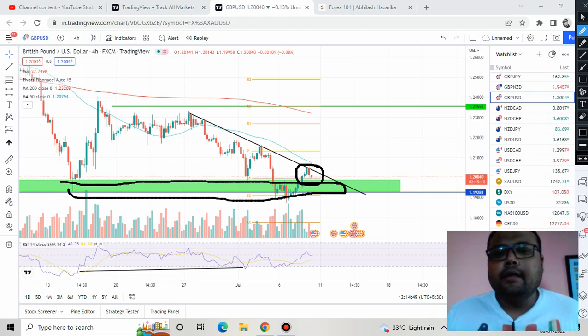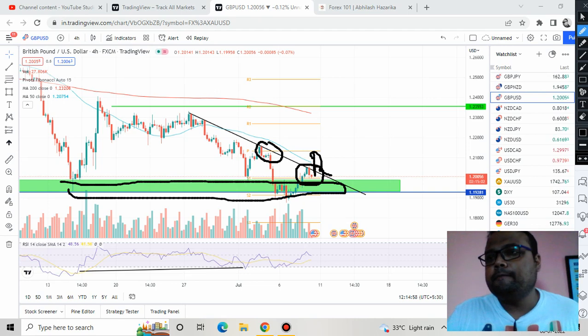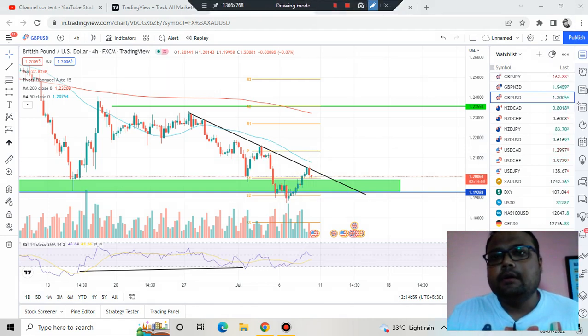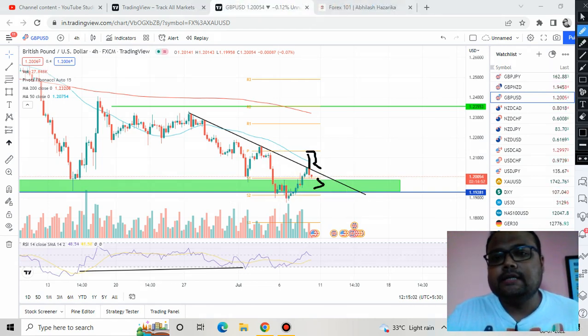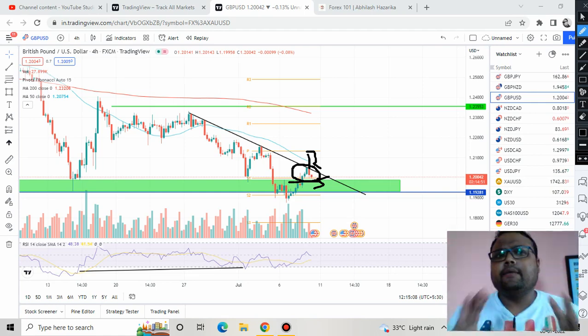Let's say if the market would have been somewhere around here, then I would have suggested you to take a sell position. But you can see that this is a resistance and this is a support. So it's a very tight spot here, very small spot. So you should avoid the market, or GBP USD, right now.